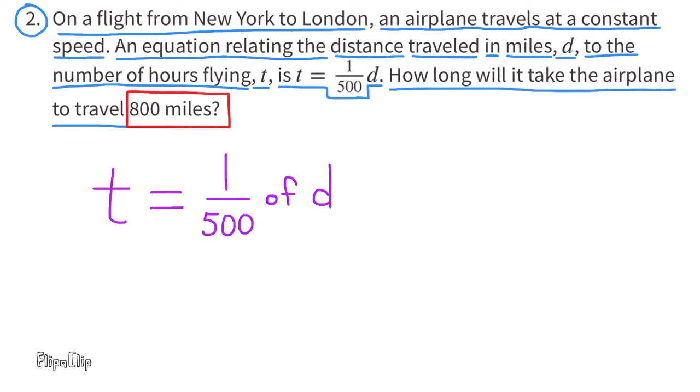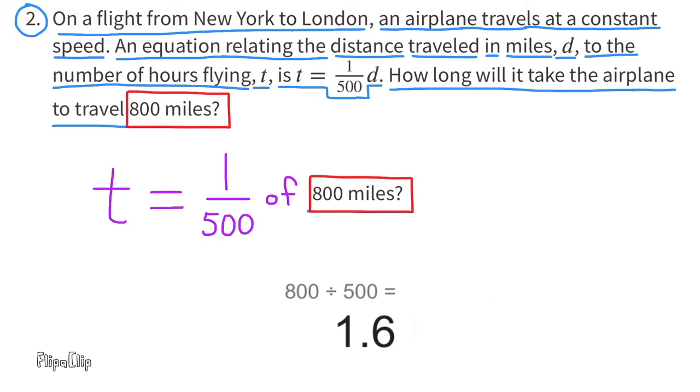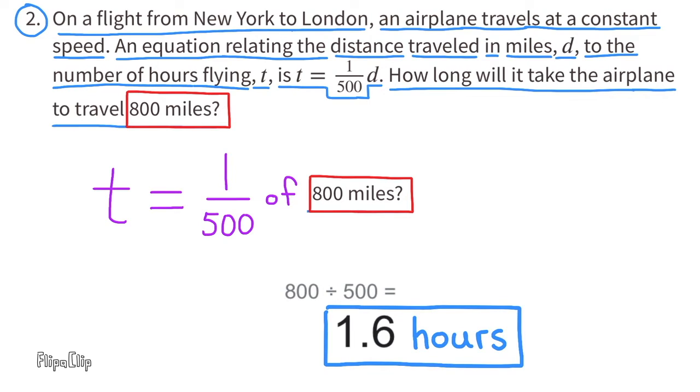This equation means that the time the trip will take would be equal to 1/500th of the distance traveled. Since the distance traveled is 800 miles, the time would be 1/500th of 800 miles. And that's the same as 800 divided by 500. 800 divided by 500 equals 1 6/10. It will take the airplane 1 6/10 hours to travel 800 miles.